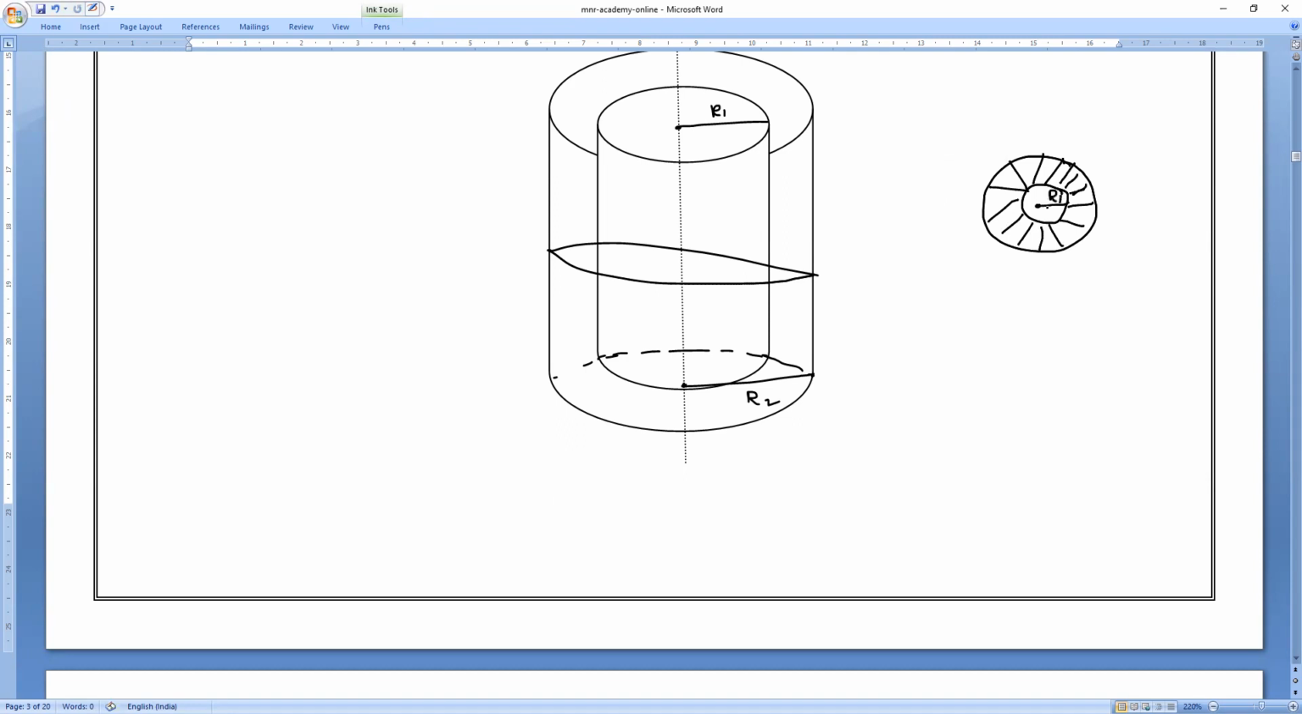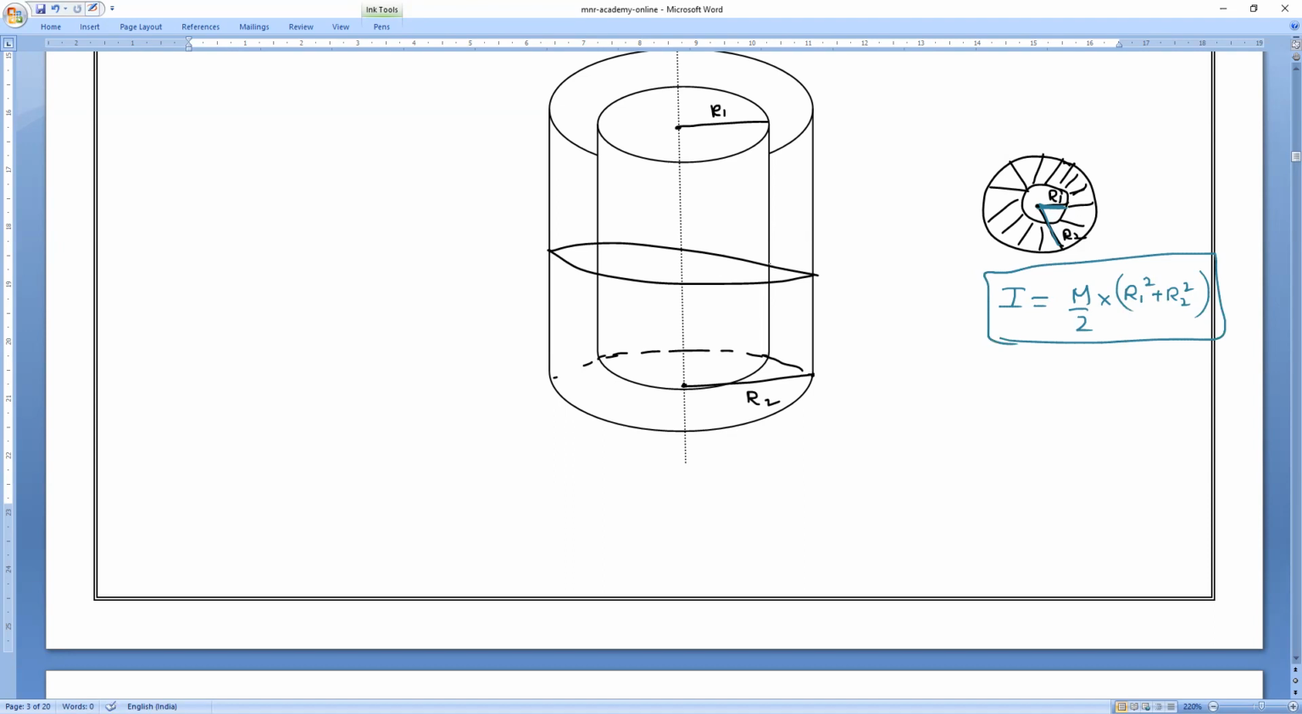So from the center, this is R1. From the center, this is R2. Yes. So what is the moment of inertia of this case? M by 2 into what we have studied? R1 square plus R2 square. That's all it is. We can solve it now, very simple.